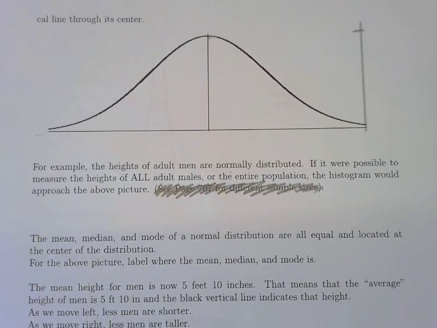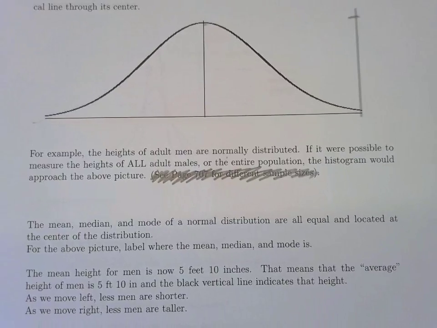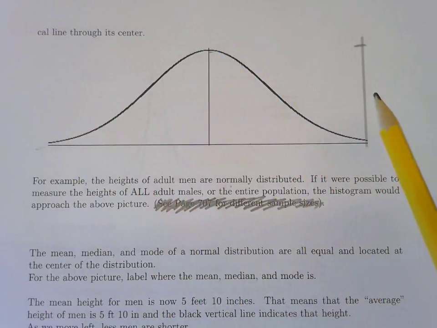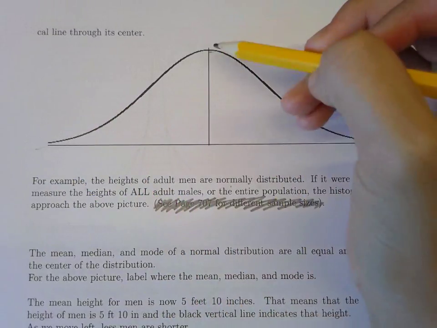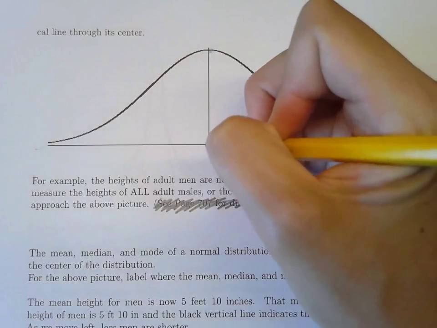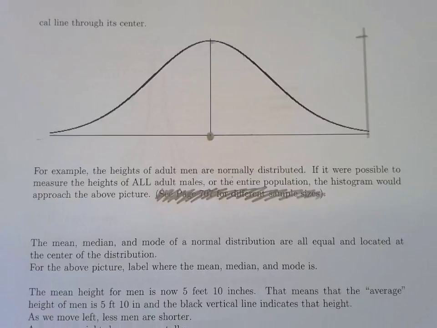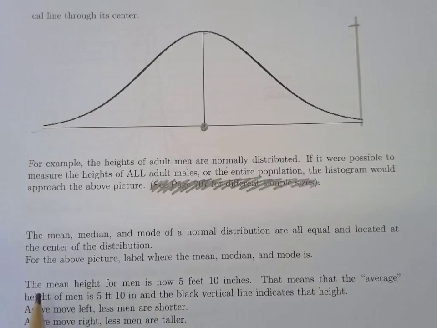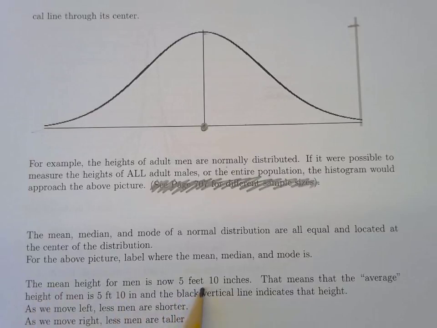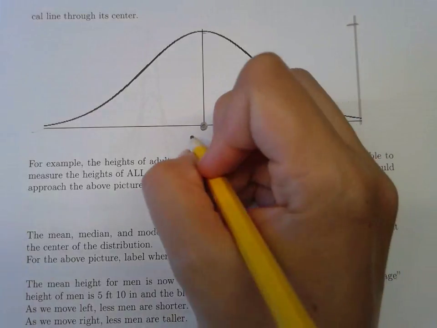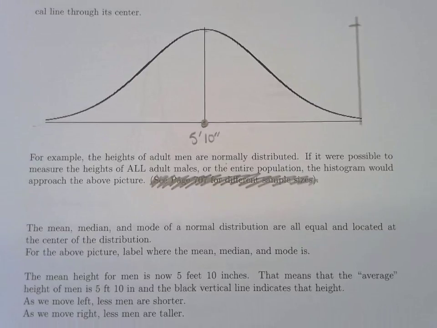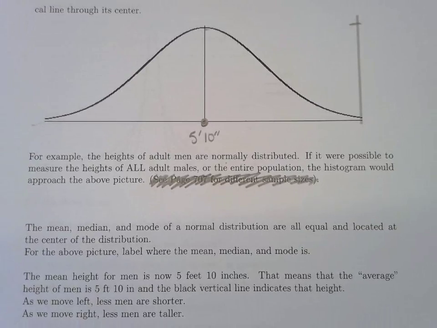It says the mean, median, and mode of a normal distribution are all equal and located at the center of the distribution. So if you're given that a data set is a normal distribution, you can automatically say the mean, median, and mode are all at this value. For the above picture, label where the mean, median, and mode are. This would be the very center. It says the mean height for men is 5 feet 10 inches, so let's write that out. That's the mean, which means the average height of men is 5 feet 10 inches, and the black vertical line indicates that height.